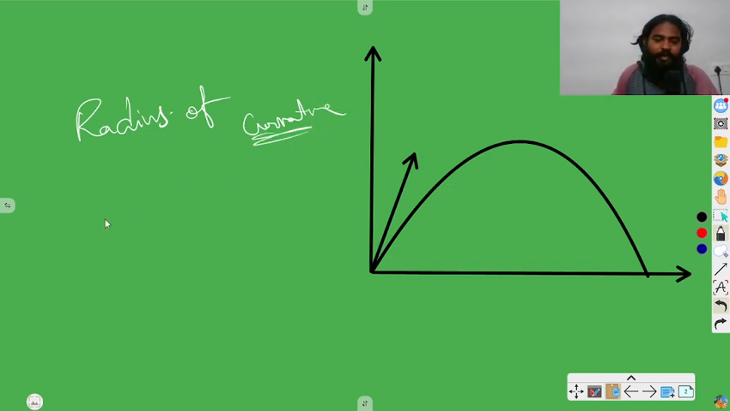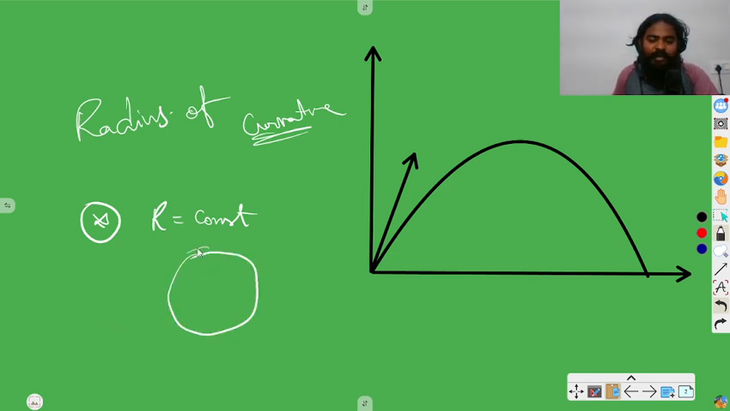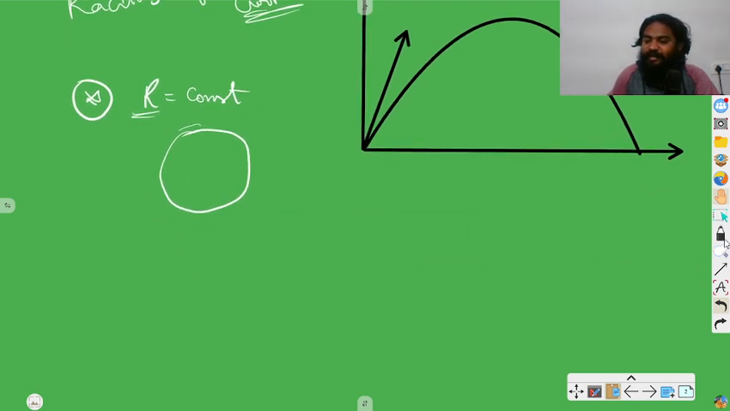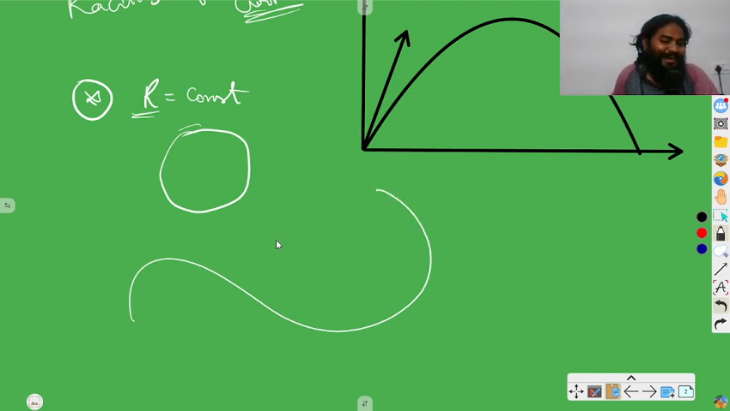Here you should remember one thing. If the radius is constant while you are moving any object in a curved path, definitely it will have a circular track. It will complete its path in a circular track only. If r is variable, then it will have a curvilinear path. For example, this could be the path. It can move like this or somewhere like this, curvilinear. Here the radius is not constant.